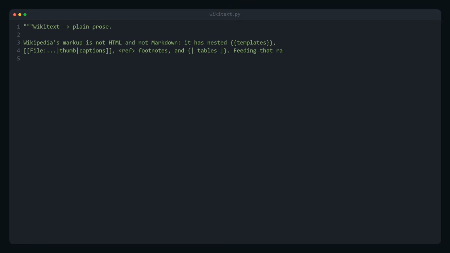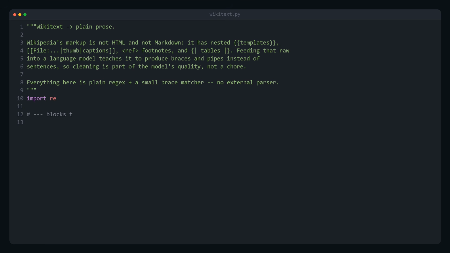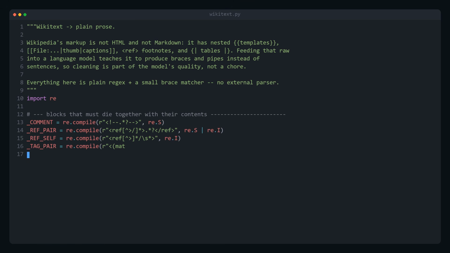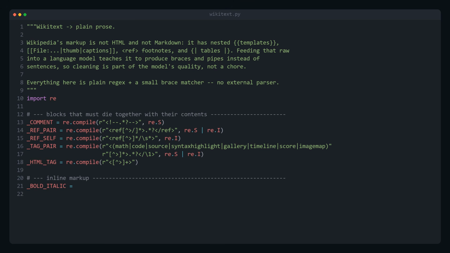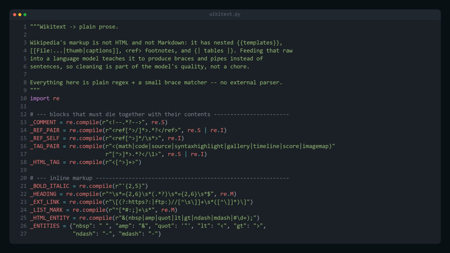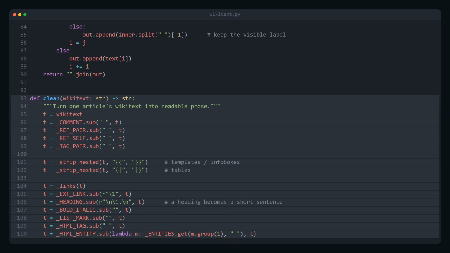Now the most underrated part of the whole project. Cleaning. Wikipedia markup is neither HTML nor Markdown. It has nested templates in double braces, image captions, footnotes, and tables. Feed that to a model as is, and it will faithfully learn braces and pipes instead of sentences. A regular expression cannot remove nested templates, because a template can sit inside a template. So we write a small scanner that walks the string once and tracks nesting depth. Links in double square brackets become their visible text, while images and categories are dropped entirely.